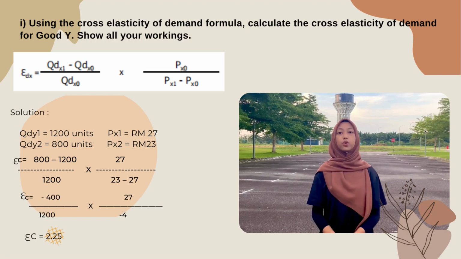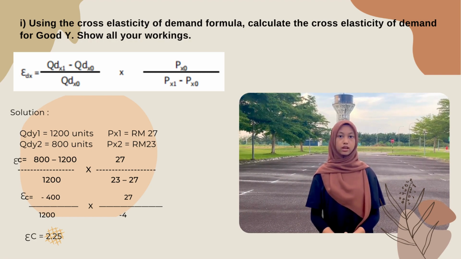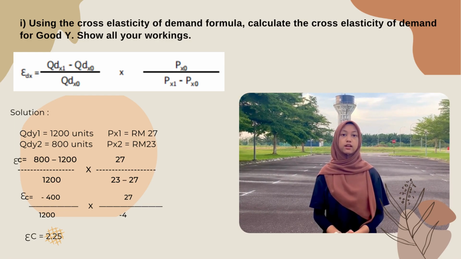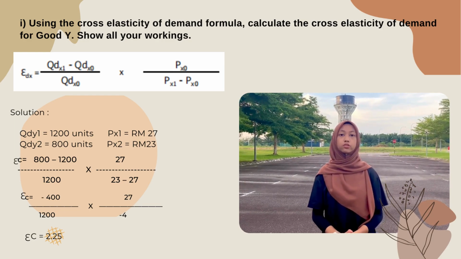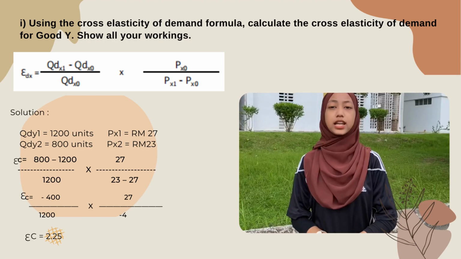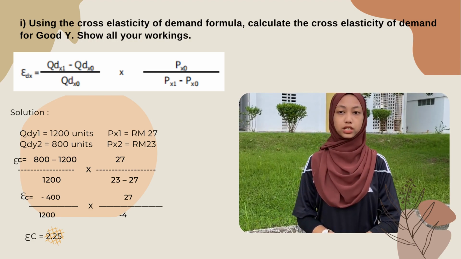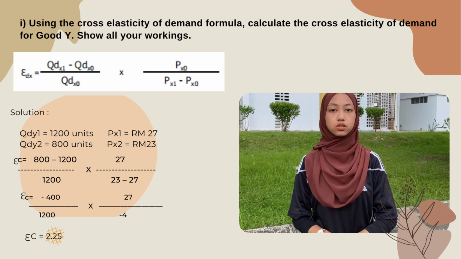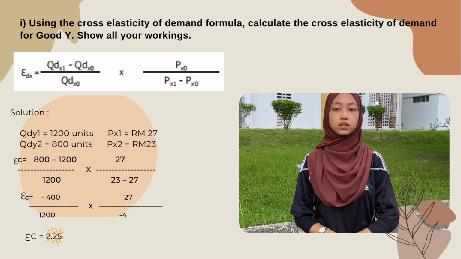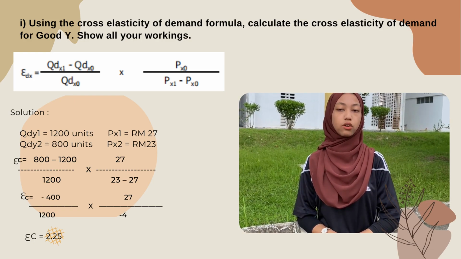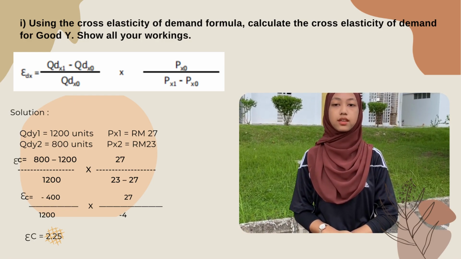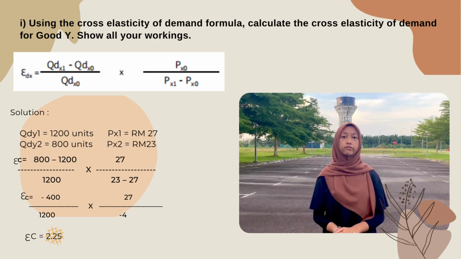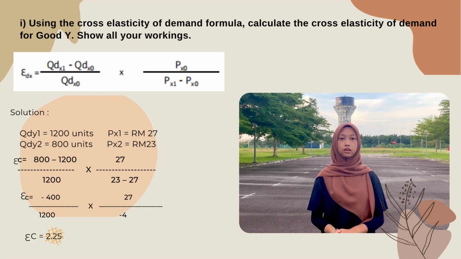Alright, let's list the details needed. Quantity demanded of good Y is 1,200 units and falls to 800 units. Meanwhile, the price of good S is RM27 and the new price of good S falls to RM23. Okay, let's put the details into the formula, which is 800 units minus 1,200 units over 1,200 units multiplied by 27 ringgit over 23 ringgit minus 27 ringgit. After the calculation, we got 2.25 as the cross price elasticity of demand.